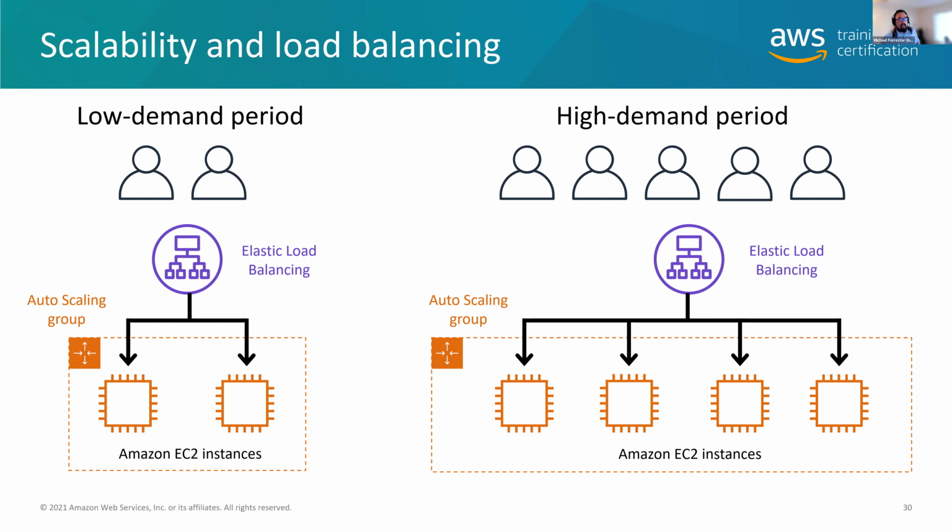Let me define this one more time. The auto scaling service's job is to add or remove instances. The load balancer's job is to distribute traffic evenly across whatever number of virtual machines are available. Okay, so two different purposes, but they work together.